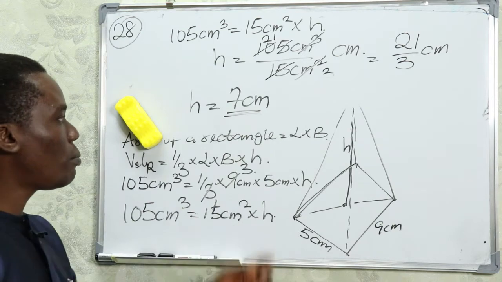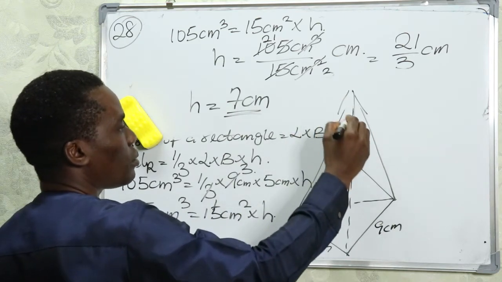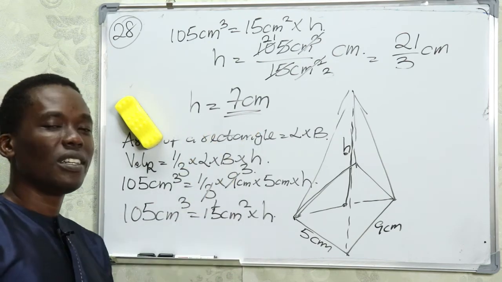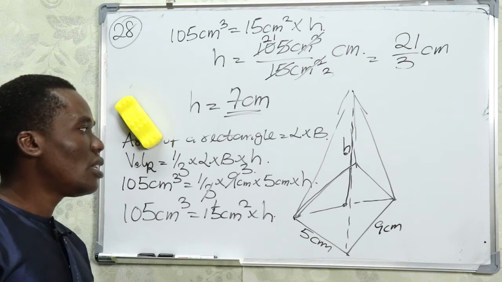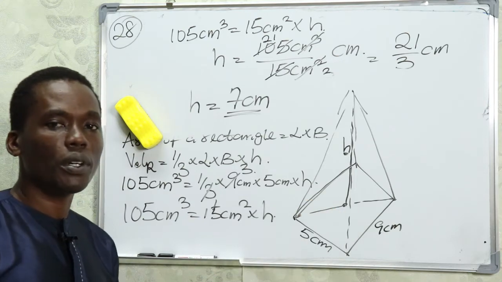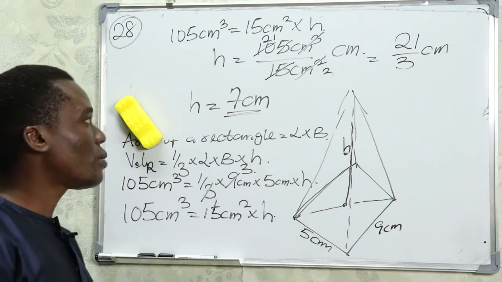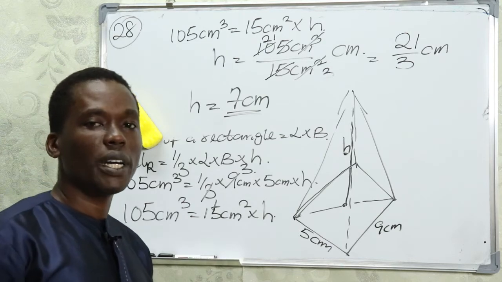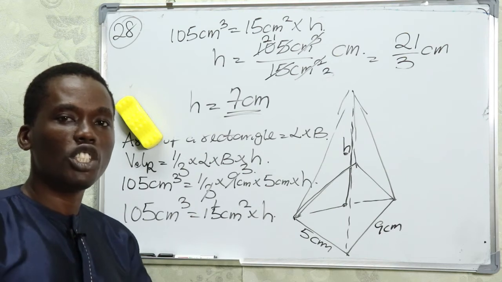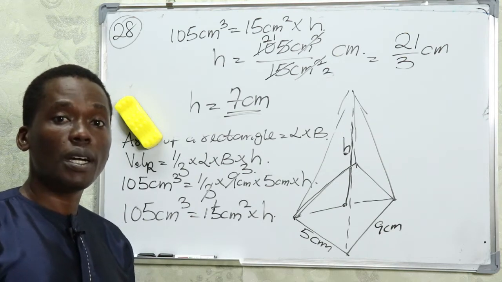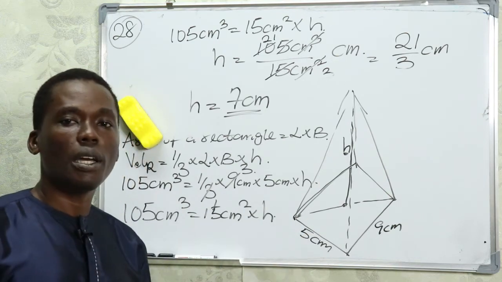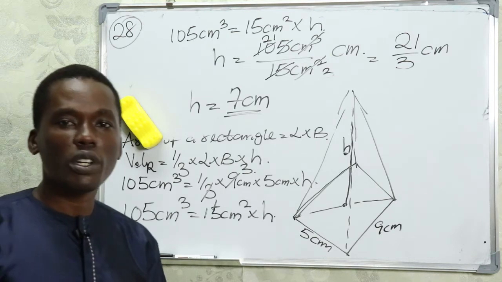So the height of the pyramid, H, will be equal to 7 centimeters. So you see, if you know the general formula you use in calculating a pyramid, even if it is a rectangular pyramid you are given, you can find the height, or you can find the volume of the pyramid, because the general formula for finding the volume of a pyramid of any shape is 1/3 times the area of the base of that shape times the height. Now let's look at question number 29.